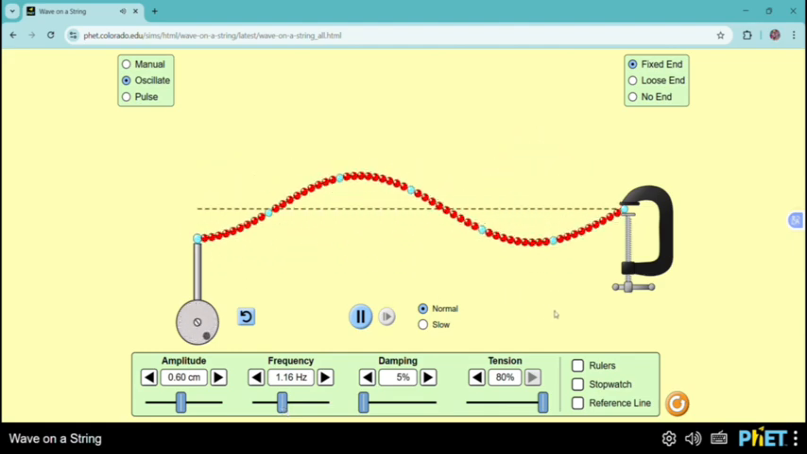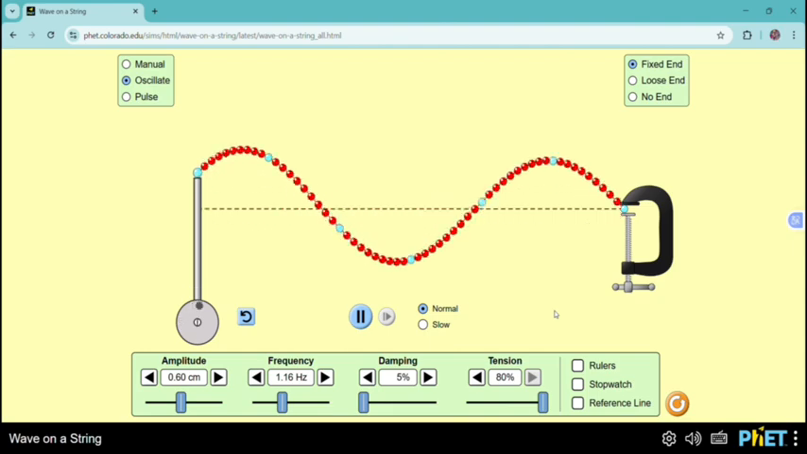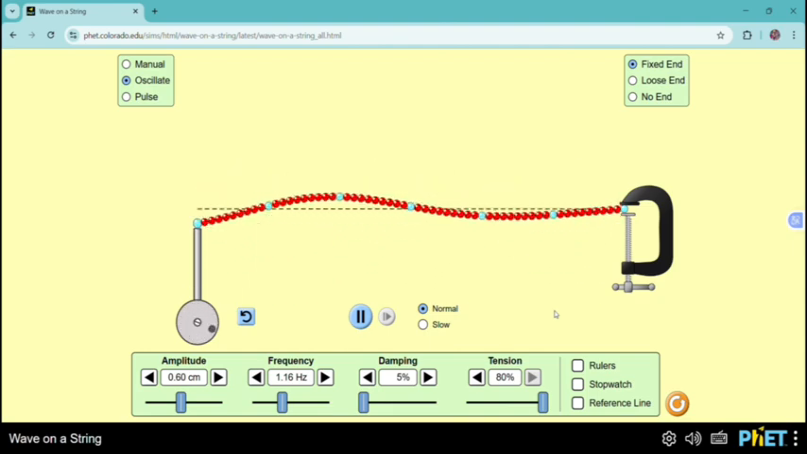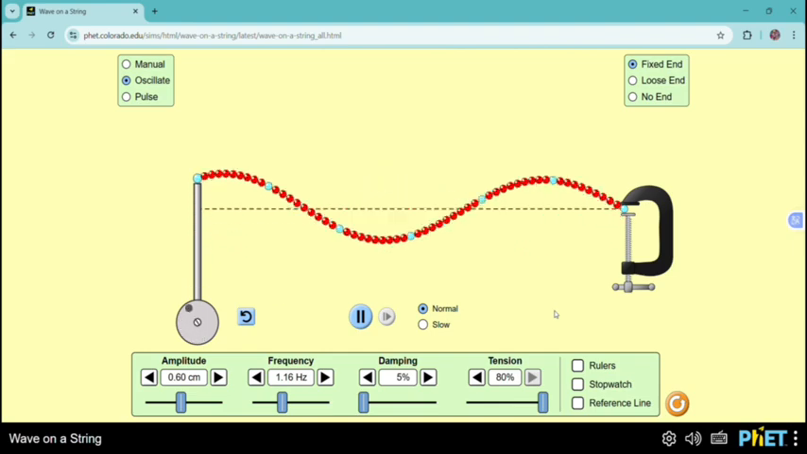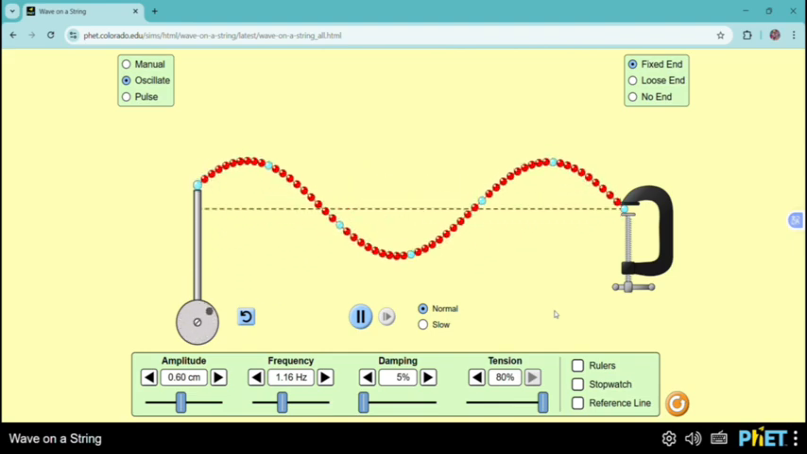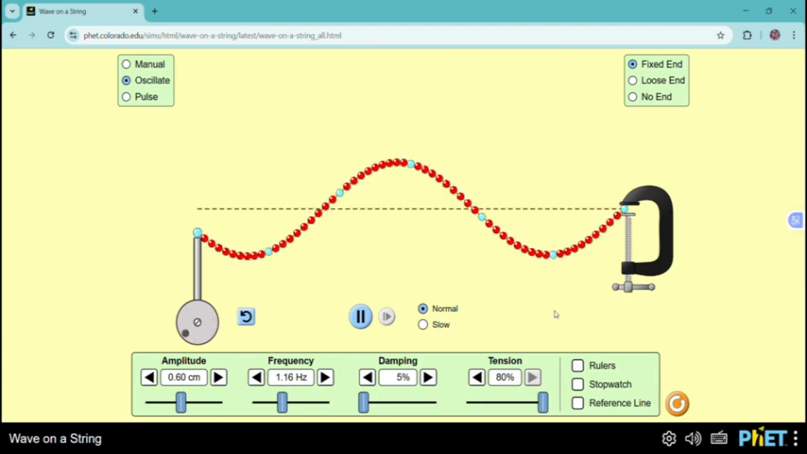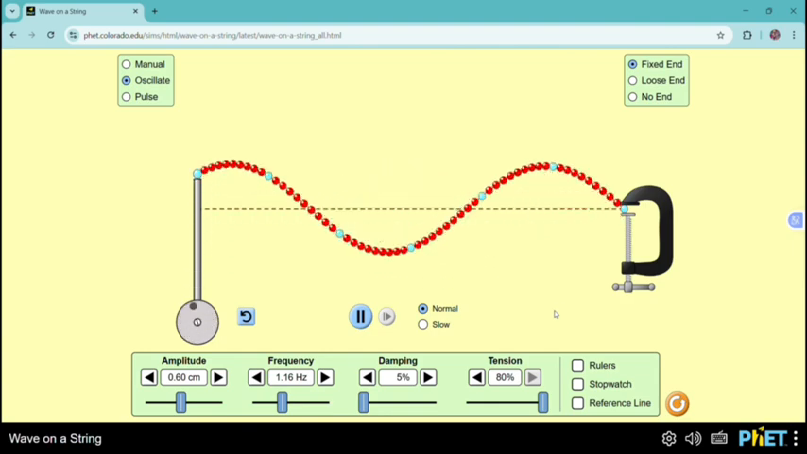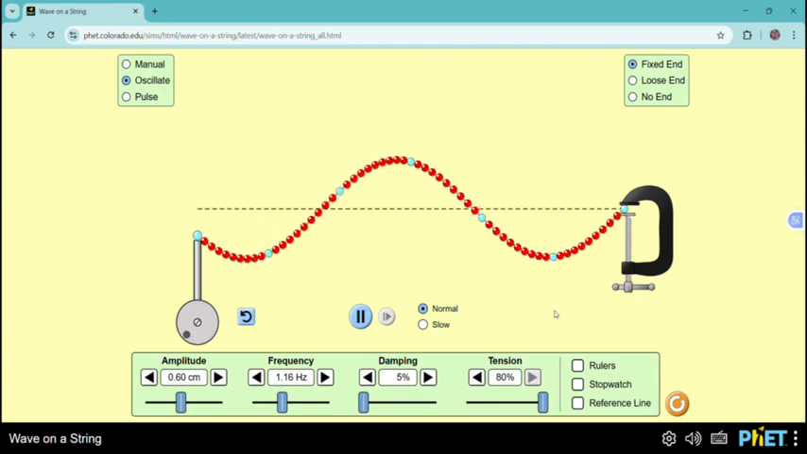So next, if we change the frequency to a little bit higher, then we can observe that the wave is a third harmonic. It produces 3 anti-knots and 4 knots. The frequency is a little bit higher than the second harmonic and is calculated by f equals 3v over 2L, where v is the wave speed and L is the string length.